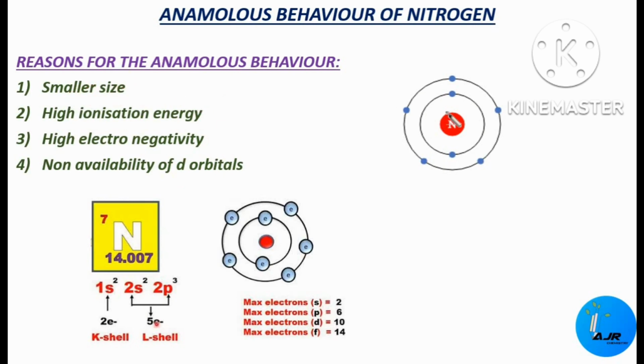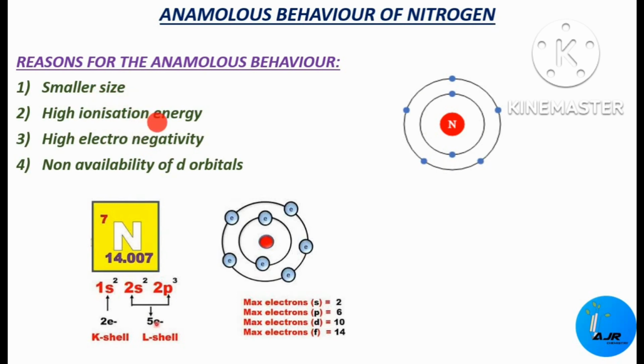So what about the smaller size of nitrogen? This is nitrogen. Its atomic number is 7. When compared to other elements like phosphorus, arsenic, antimony, and bismuth, nitrogen has a very small size. Since it has a very small size, its ionization energy is high and its electronegativity is also high. These points are interrelated with the smaller size of nitrogen.